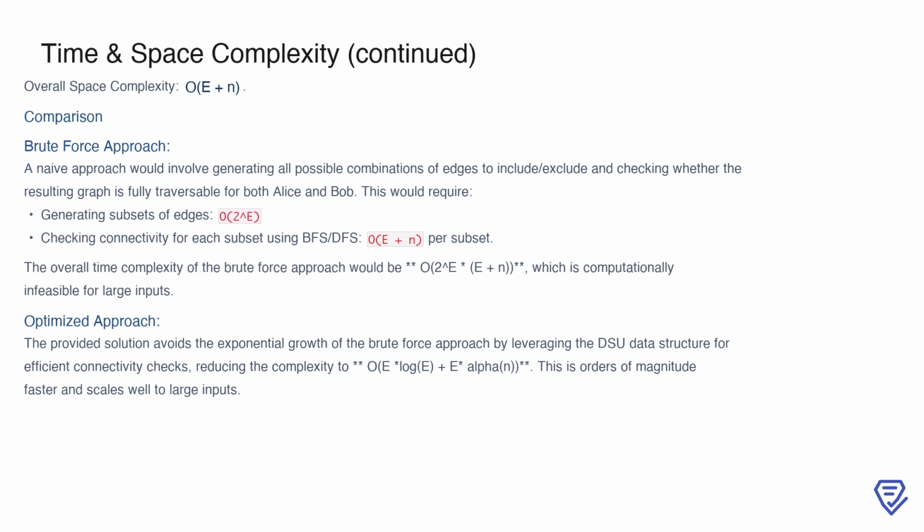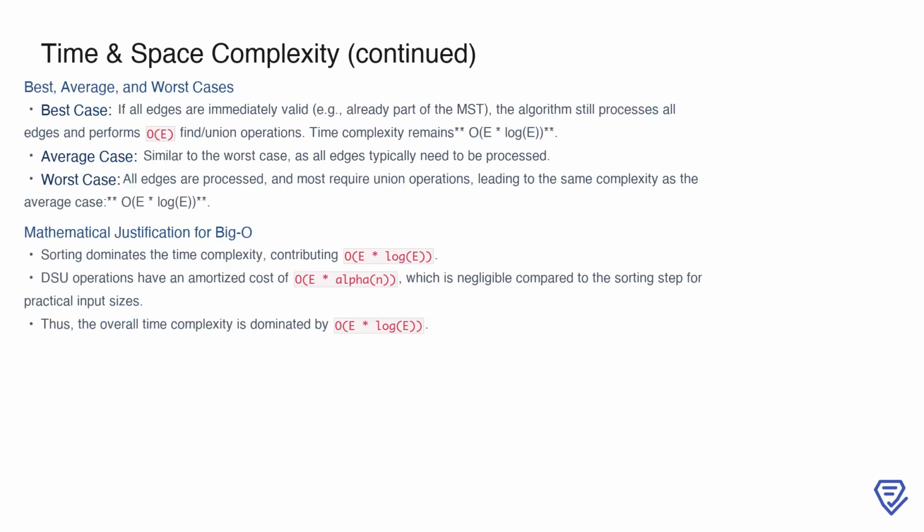In contrast, our optimized solution leverages the DSU data structure to efficiently manage connectivity checks, reducing the time complexity to O(E * log E + E * α(n)). This dramatic reduction ensures the solution scales well even for large inputs, making it orders of magnitude faster than the brute force alternative. Finally, let's discuss the best, average, and worst cases for the algorithm.